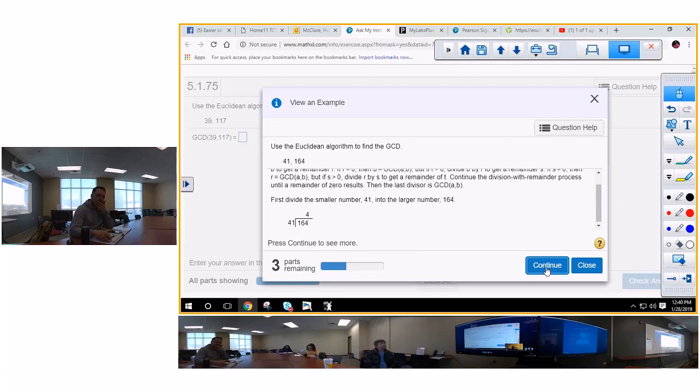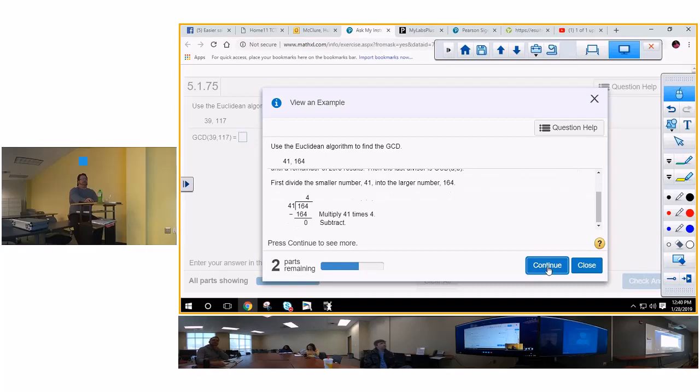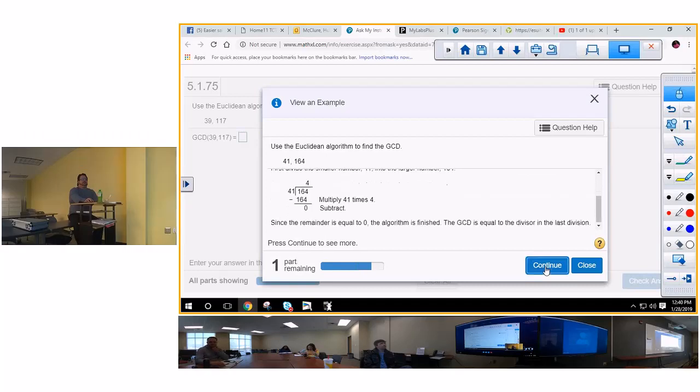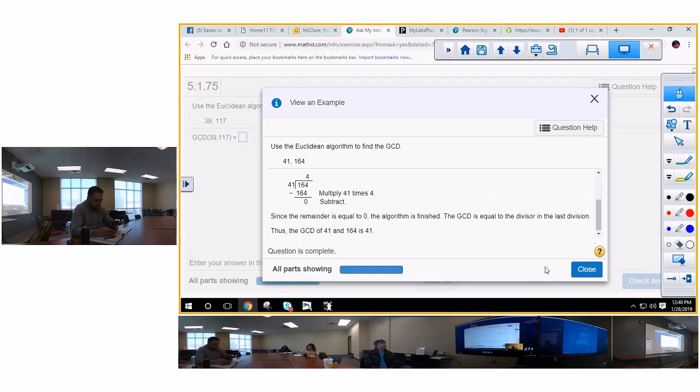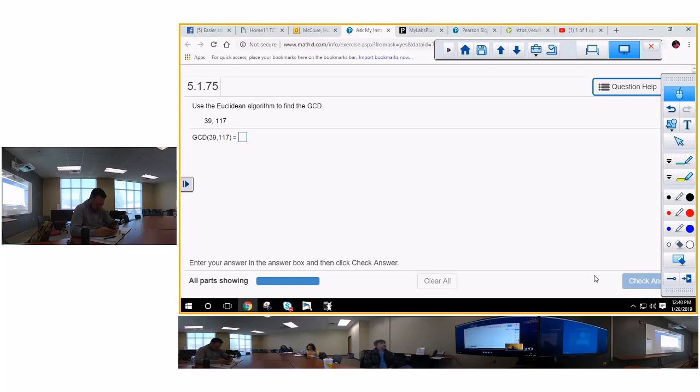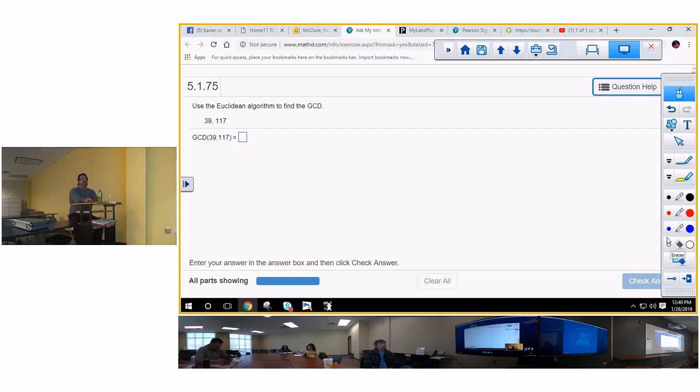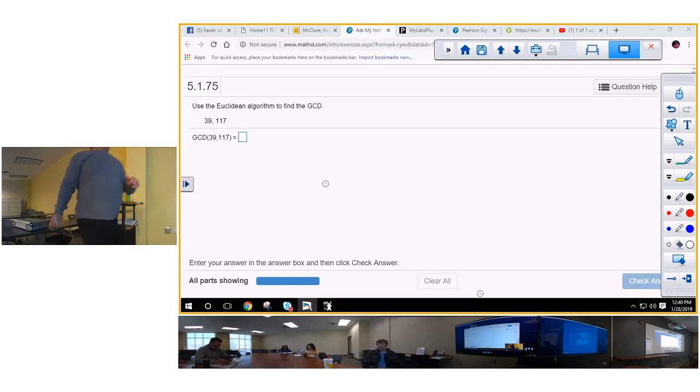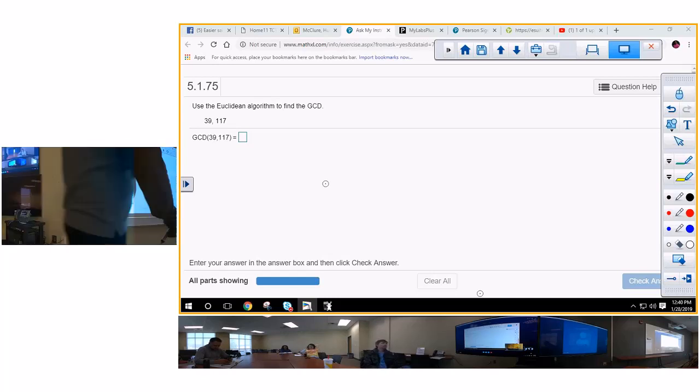So you've got to divide 39 into 117. I don't know if it'll go in it or not. Let's see. This is not a test question. I would never put this on a test. It's a homework question. It shouldn't even be on the homework.